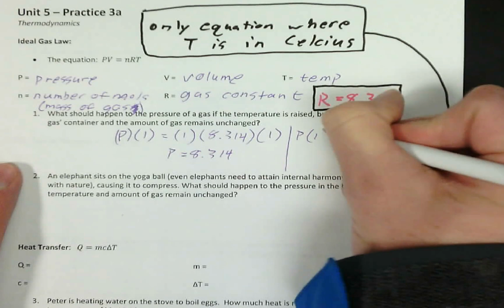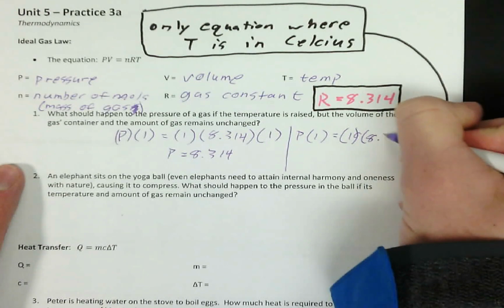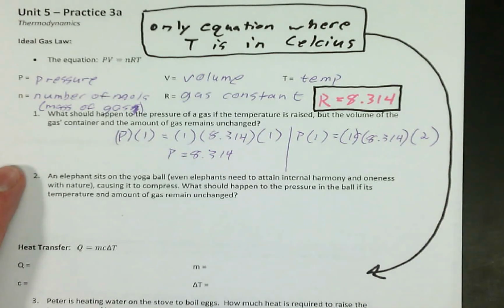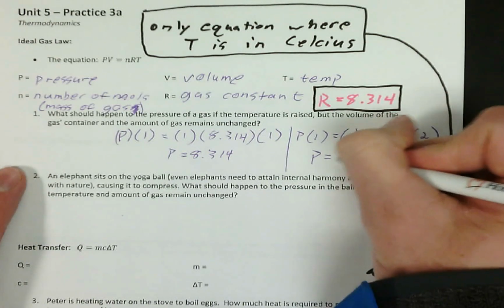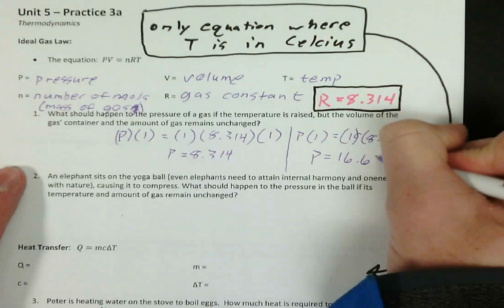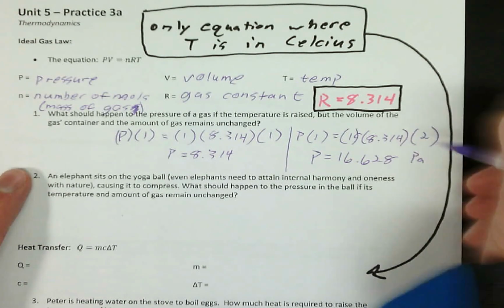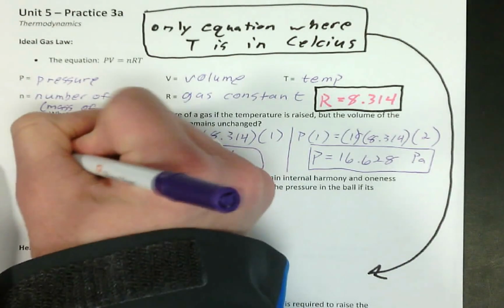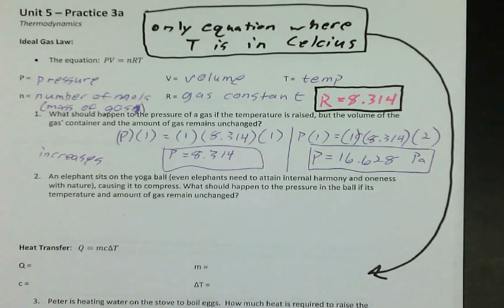Let's change it where we increase the temperature now. So pressure, volume stays at 1. Number of moles stays at 1. R is a constant, 8.314. And let's increase the temperature to 2. Let's be crazy. Well, if we did that, the pressure becomes 16.628 pascals. And you can see what happens to it as it increases. I don't know whether I'm doubling it or not, so I'm just writing that it's going up.